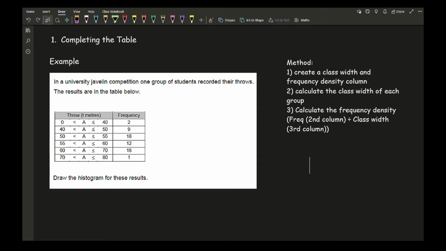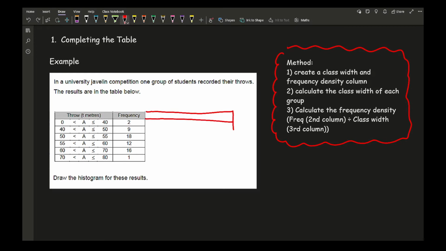One is creating the data, and the next is actually physically drawing it, and you can't do one without the other. The first thing you want to do, and I've written down some steps in terms of method, which is just along here, and I'll refer to these as we go on, is create a class width and a frequency density column. So what we need to do is extend this table.